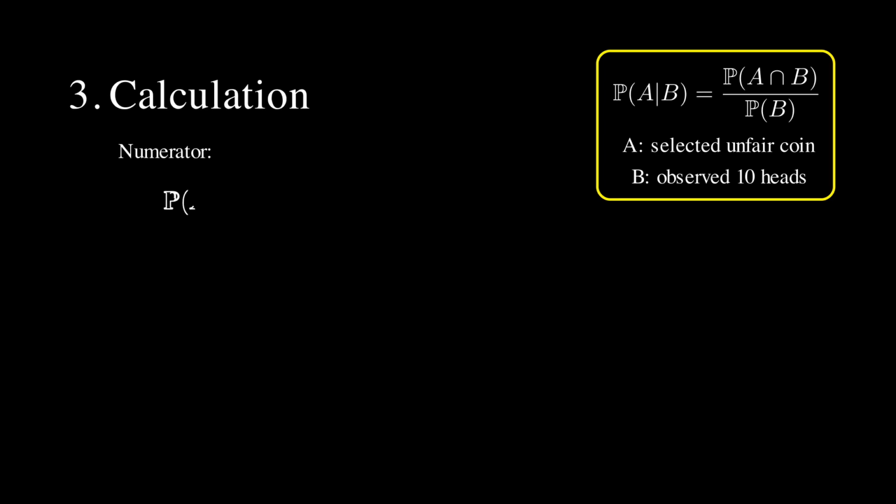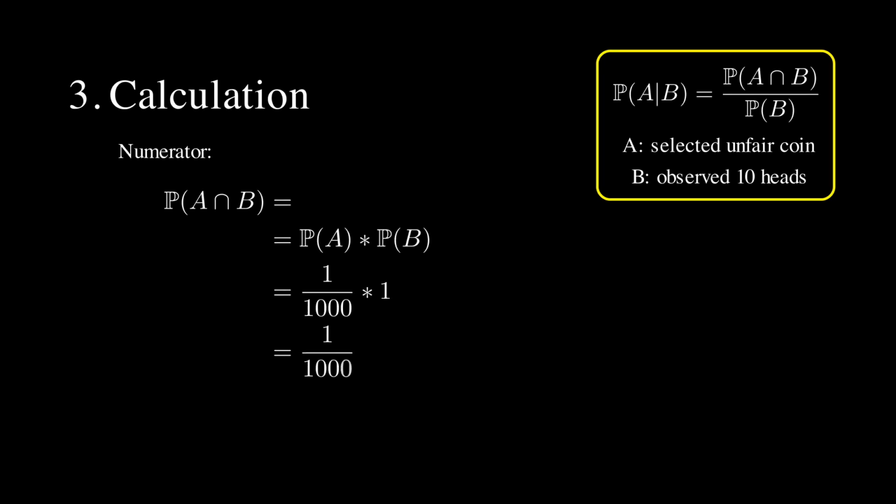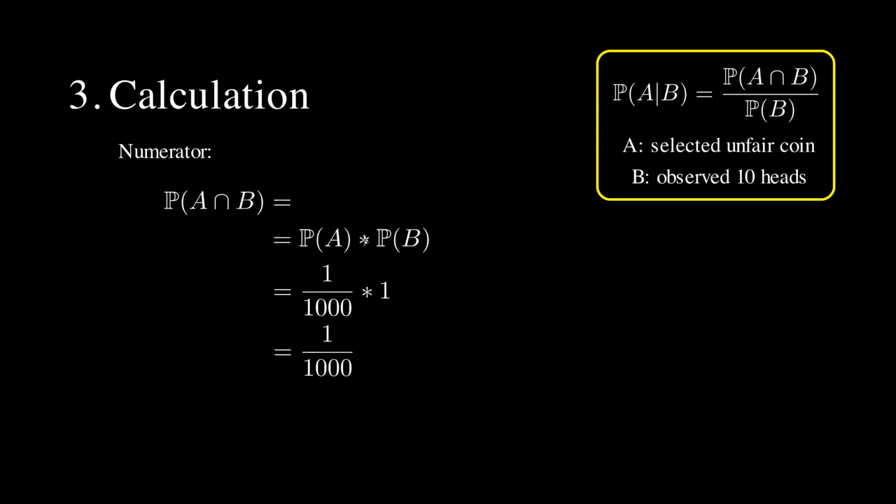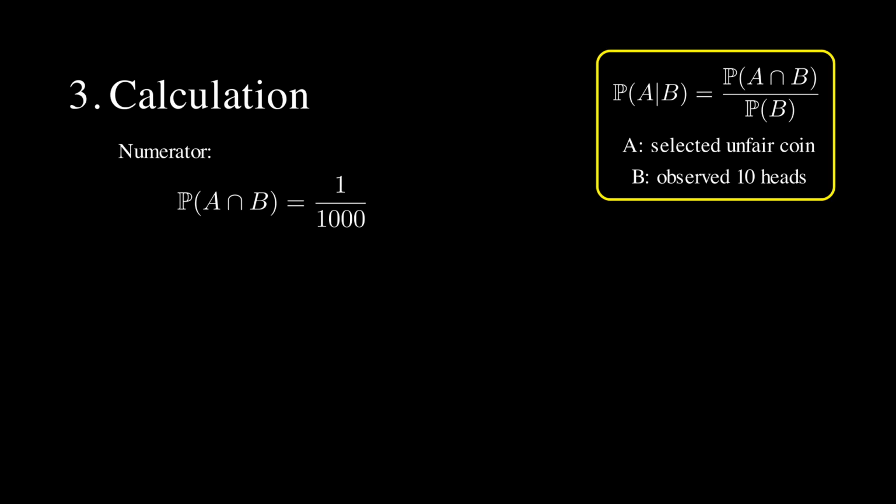The numerator asks us to solve for the intersection of events A and B. The probability of A and B reduces to the probability of A times the probability of B given A, because each event occurs successively. From the table that we've drawn earlier, we know that the probability of selecting the unfair coin is 1 in 1,000, and the probability of observing 10 heads, given that we've seen the unfair coin, is exactly 1. Therefore, the numerator is equal to 1 in 1,000.